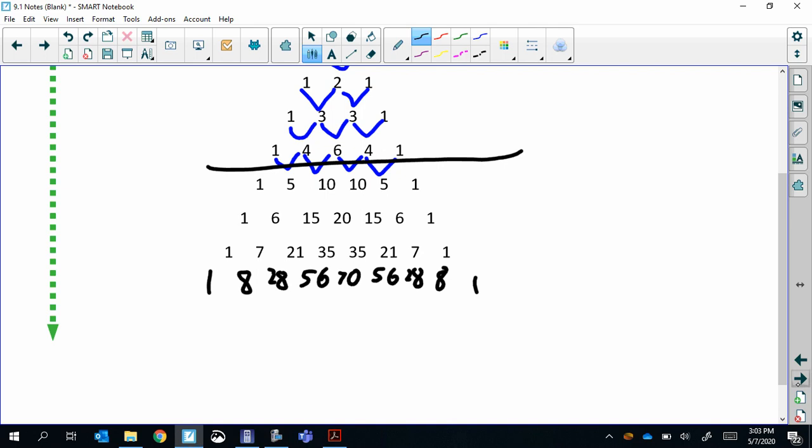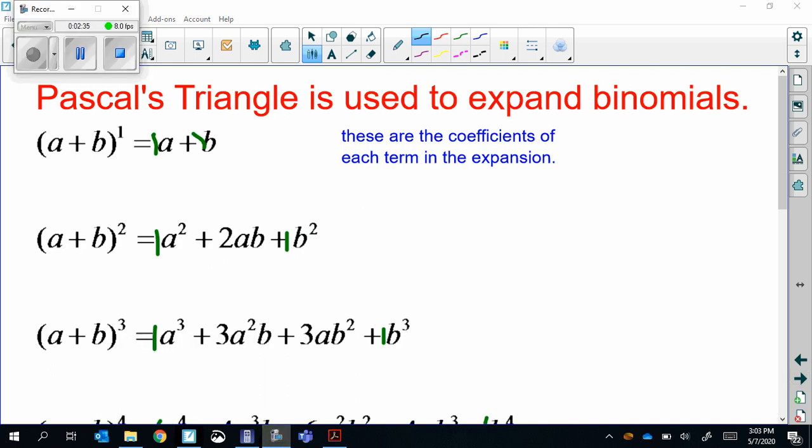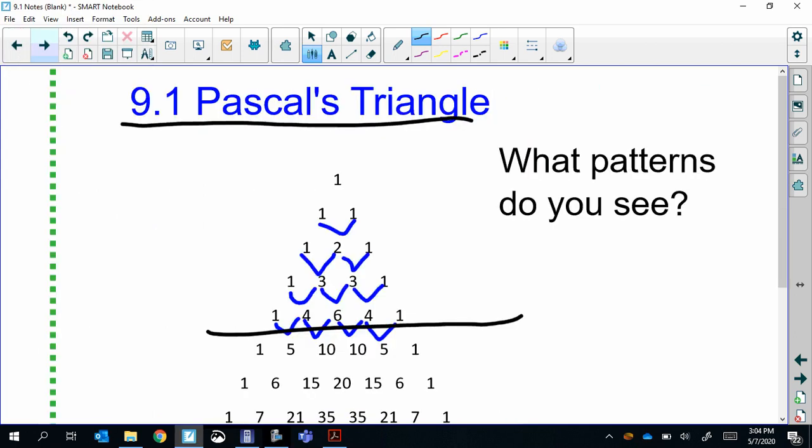But yeah, so let's take a look at how to use this. The triangle is used to expand binomials. So when you're expanding something to the first power, you just take that first full row, not the one that starts at the top, but this is first, second, third, fourth. I call those the rows. I call the top row 0. I just don't count it.